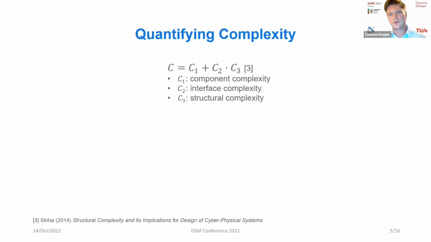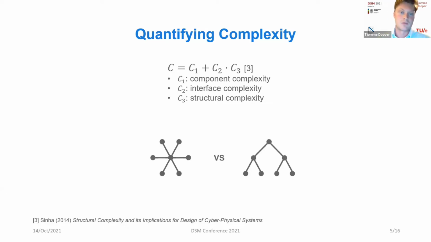A quick note on quantifying complexity. So this is the metric I use to quantify complexity. It was developed at MIT a couple of years back by a PhD student. It breaks down complexity into complexity of the components of a product, the complexity of the interfaces, and also the complexity of the structure or the architecture. A quick example, here you see two products with the same amount of components and interfaces, but the one on the left has a centralized architecture and is therefore less complex than the one on the right.